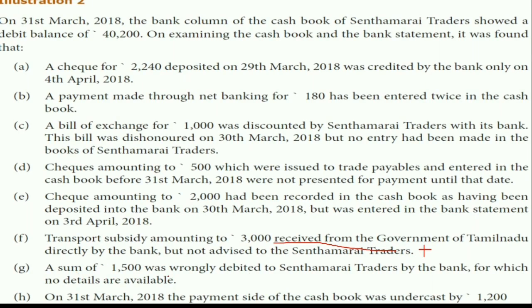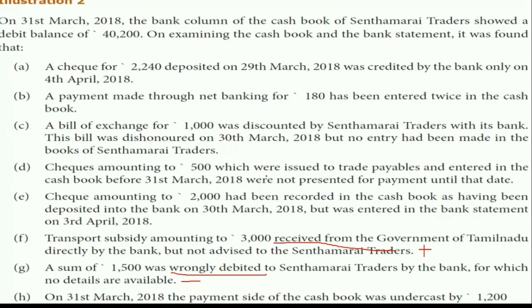And next one, a sum of 1,500 was wrongly debited. Wrong debit will happen sometimes in the passbook. Again, the banker will rectify this statement. But at present, on 31st March, the amount has been reduced. So we have to subtract this amount, or show it on the lesser side of the passbook.